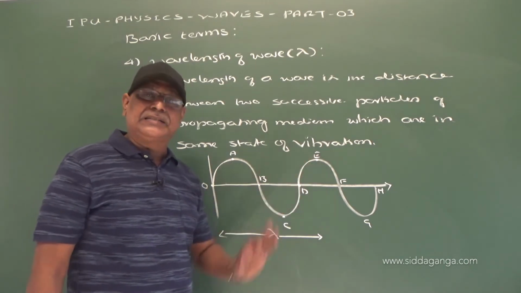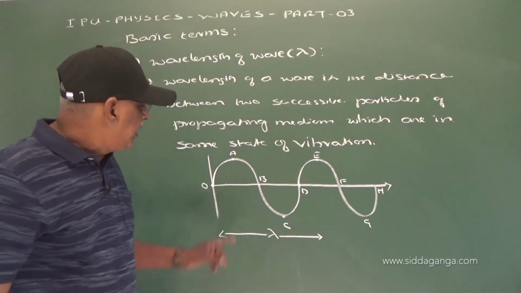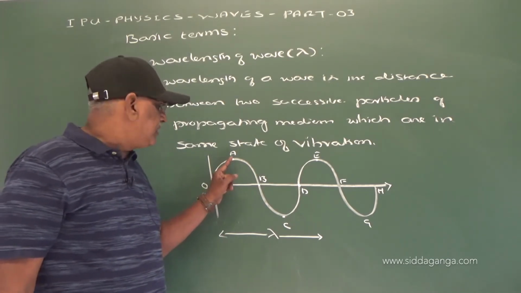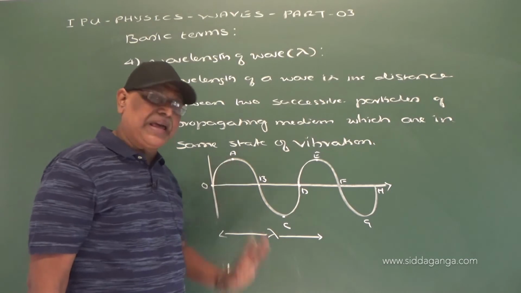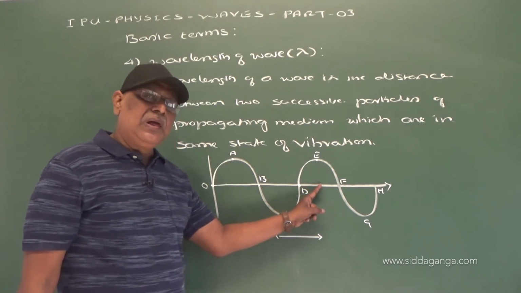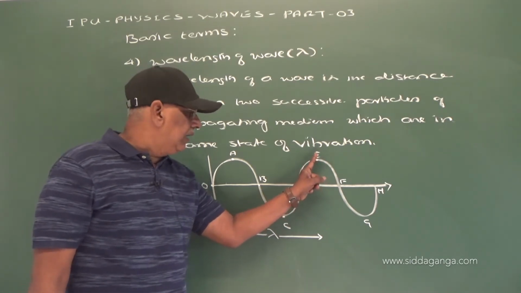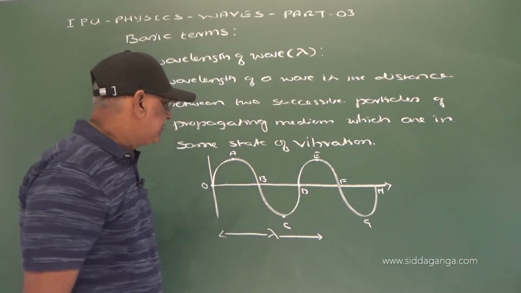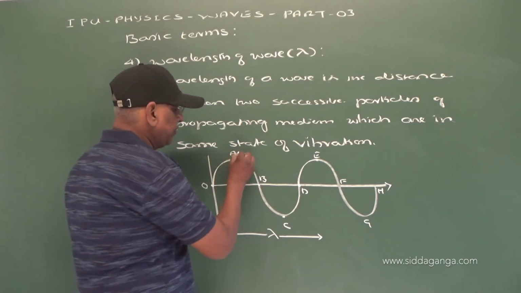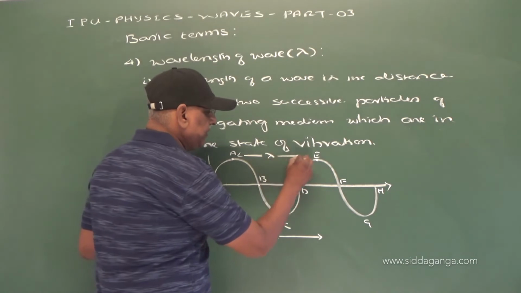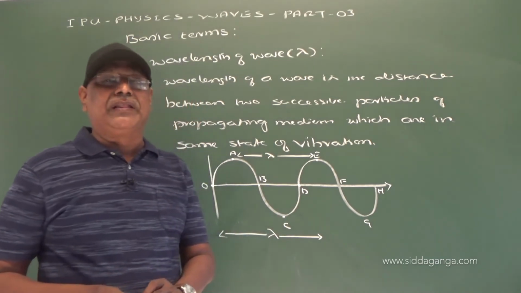These two particles are in the same state of vibration or phase, because the position is at maximum displacement in the positive direction. This is also a maximum displacement position in the positive direction. Therefore, both of them have the same position and the same direction of motion. Therefore, the distance between these two particles A and E is also equal to the wavelength of the wave.